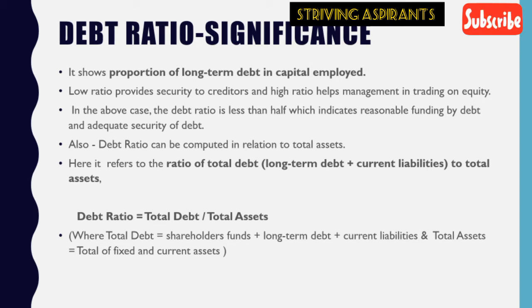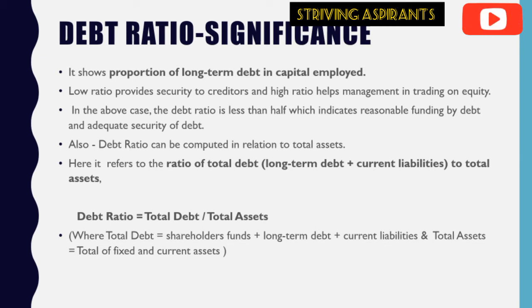Now another point related to debt ratio is we can compute this debt ratio in relation to total asset. So the formula will be ratio of total debt, long-term debt plus current liabilities, to total assets. Debt ratio equal to total debt divided by total assets, where total debt is shareholders fund plus long-term debt plus current liabilities, and total asset equal to total of fixed and current assets.